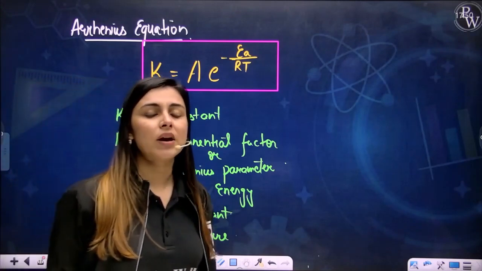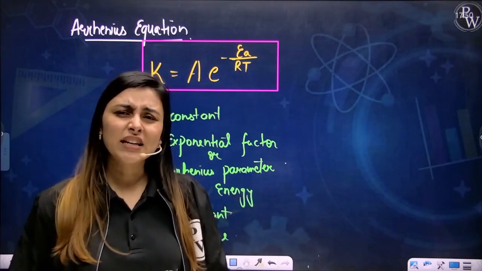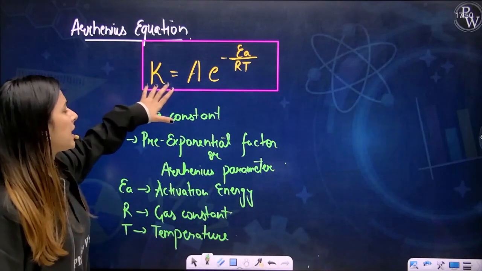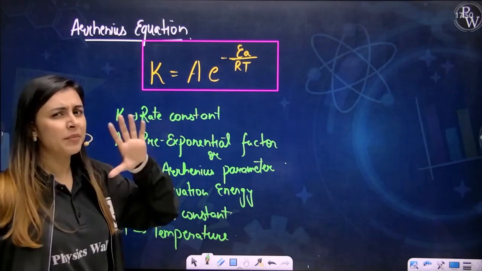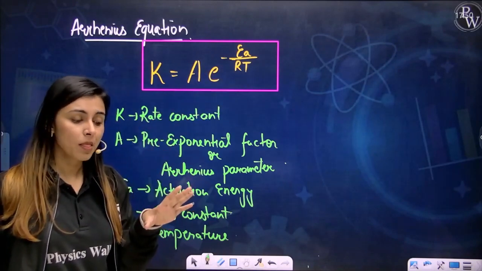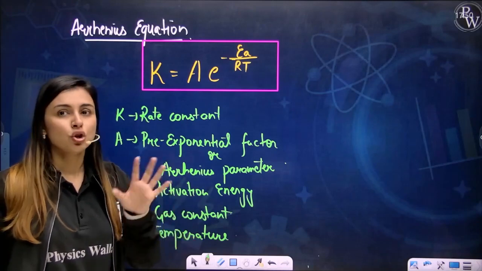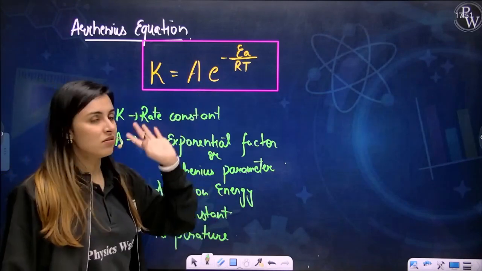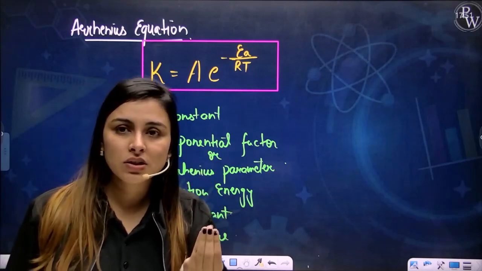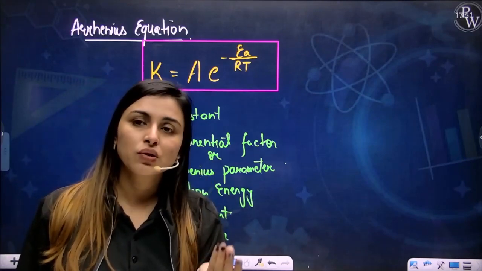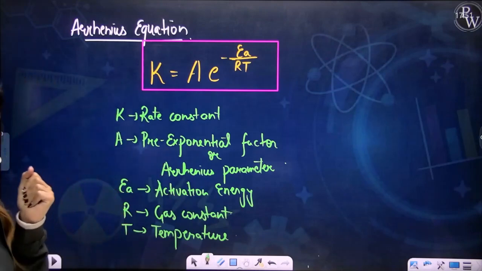So now let's try to understand what actually... I hope you're clear with the K part, the T part, the R part. The Arrhenius parameter is just a constant value, so you need not worry about that. The main thing that we don't understand is what is activation energy. What actually is activation energy? So now let's try to understand what activation energy is.